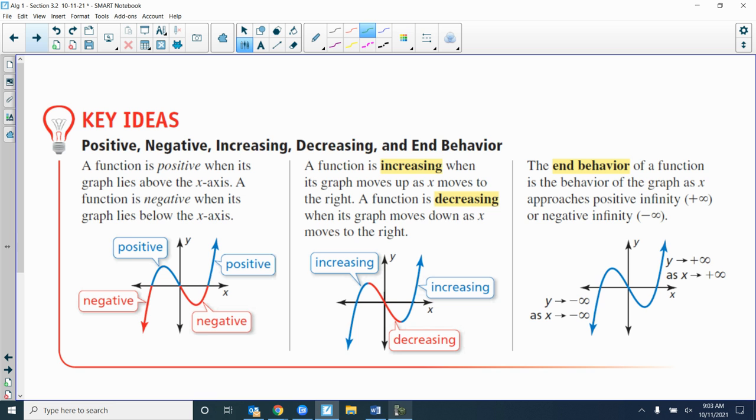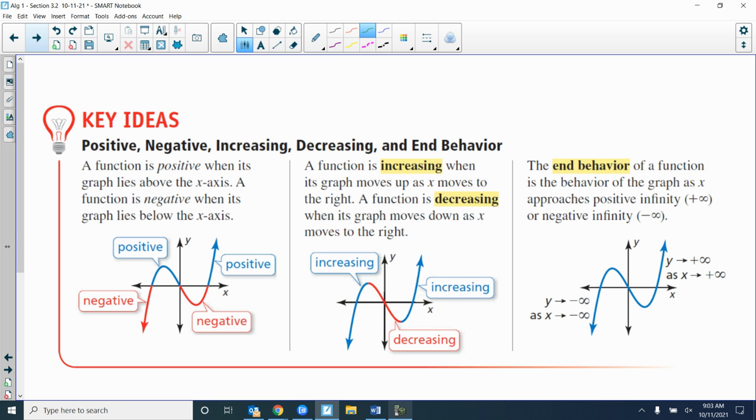Decreasing is anything that's going down from left to right. Like my bank account, decreasing. It's going down. All right? So that's decreasing. And the way they have it shown, this blue line is increasing, and then anytime it gets to a peak or a valley, it will change from increasing to decreasing or vice versa. It goes from increasing, now it's going down, and then it goes back up.